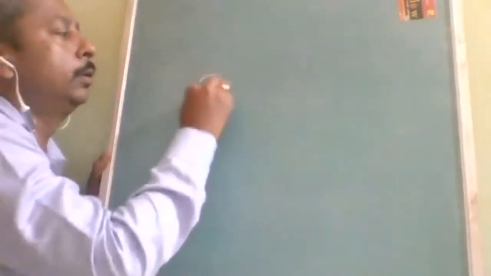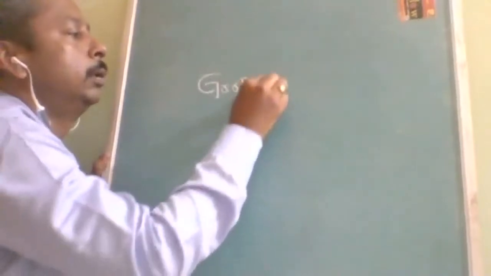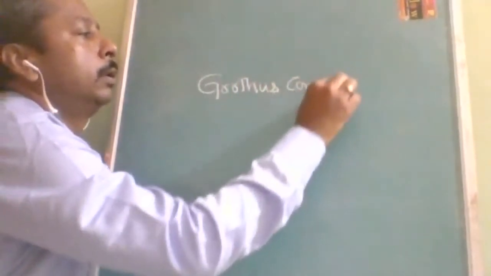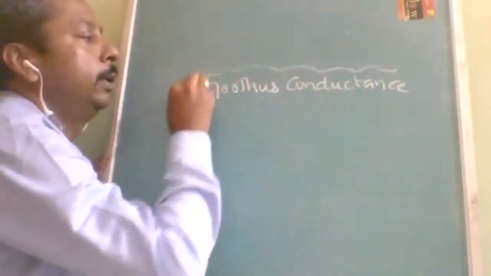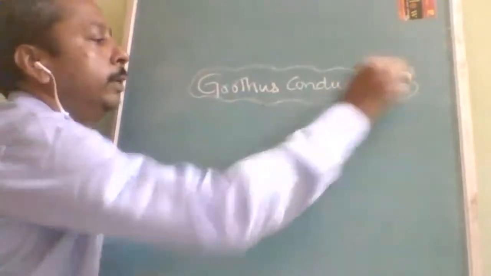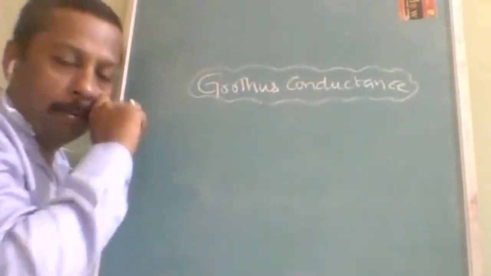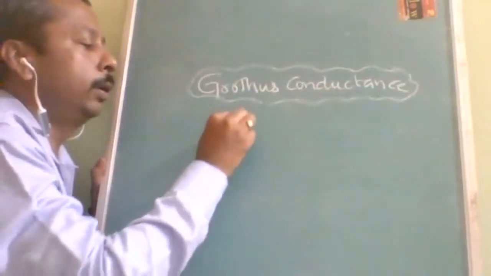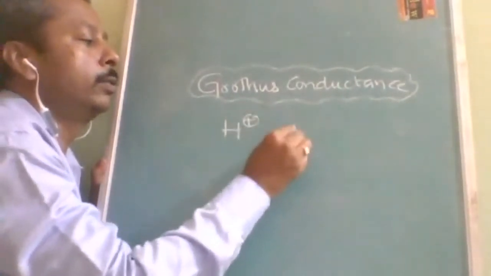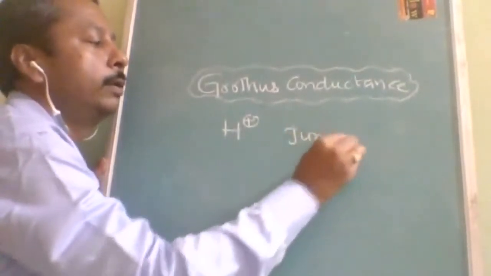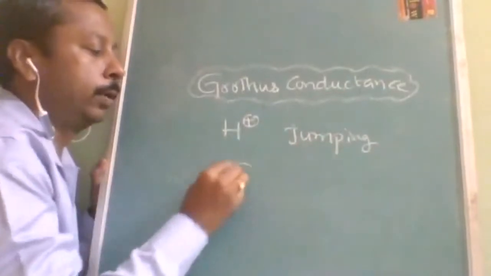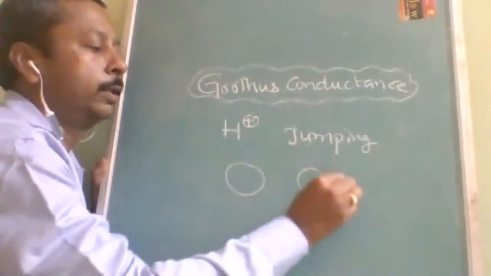Now there is a special term called Grotthuss conductance. Grotthuss conductance is a very, very important term, especially for the recent examination pattern. Grotthuss conductance means small ions like H plus can show good conductance by jumping from one molecule to another molecule. Suppose this is one molecule, this is another molecule.